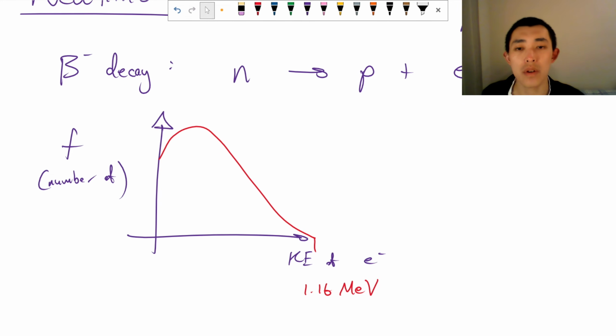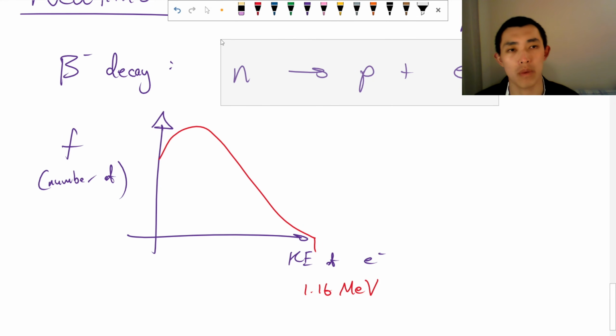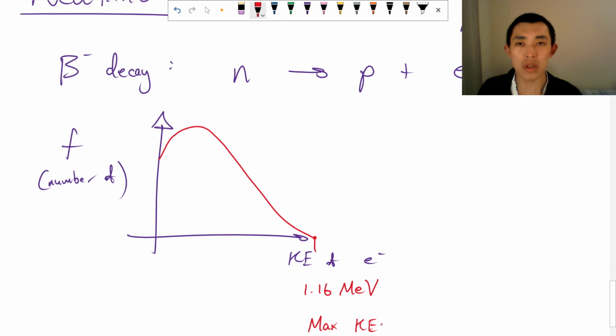Okay, so this is an interesting graph. We can see that the maximum kinetic energy that we saw an electron ever emit when it went under this decay is 1.16. And that's the maximum kinetic energy. So this decay must release some determinate amount of energy. So we can conclude that the energy of this reaction is 1.16. Every reaction should release 1.16 mega electron volts.